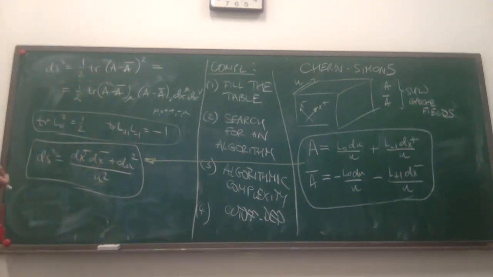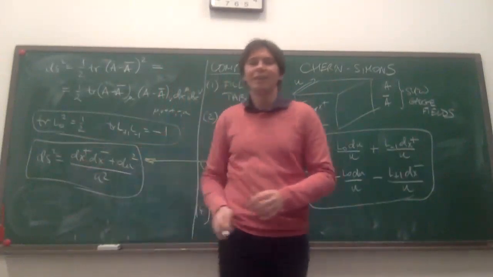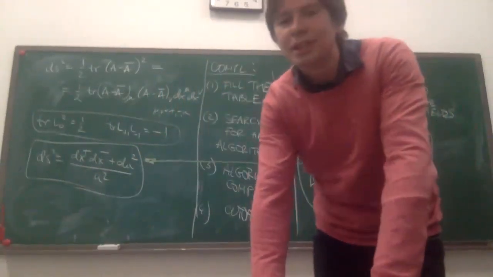I need to ask for clarification: are you Lorentzian or Euclidean? This is Lorentzian, as you see. There's a pair of light-like coordinates.